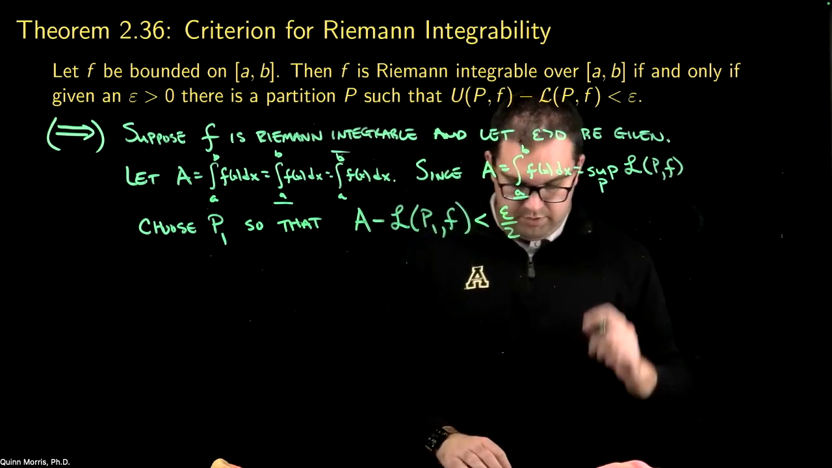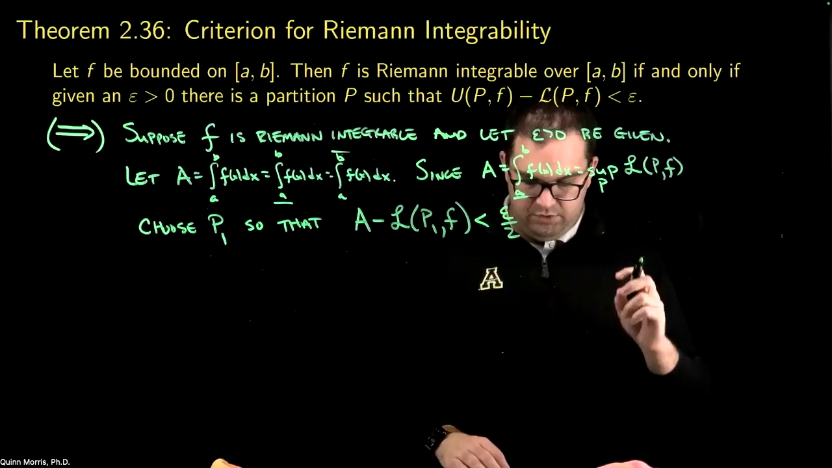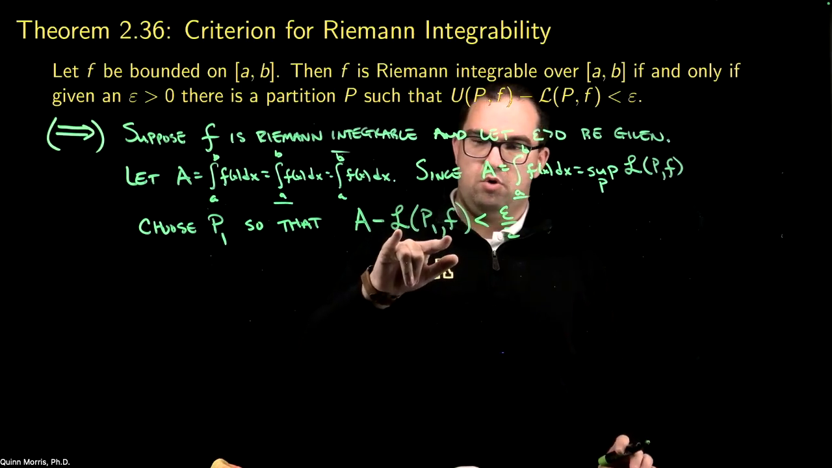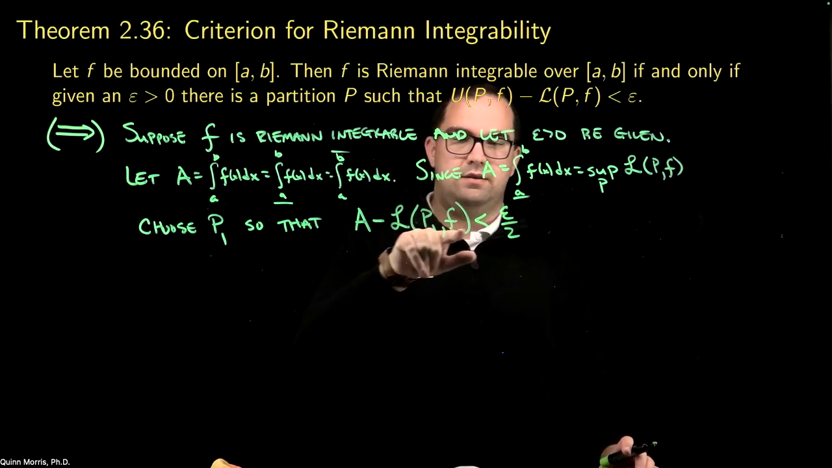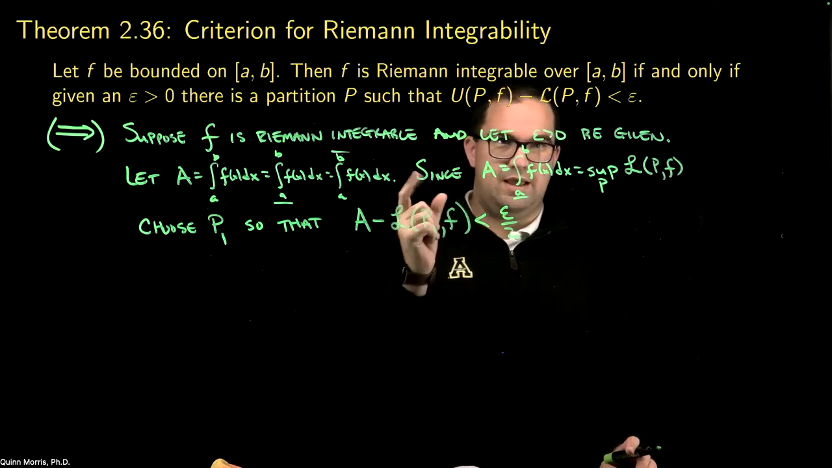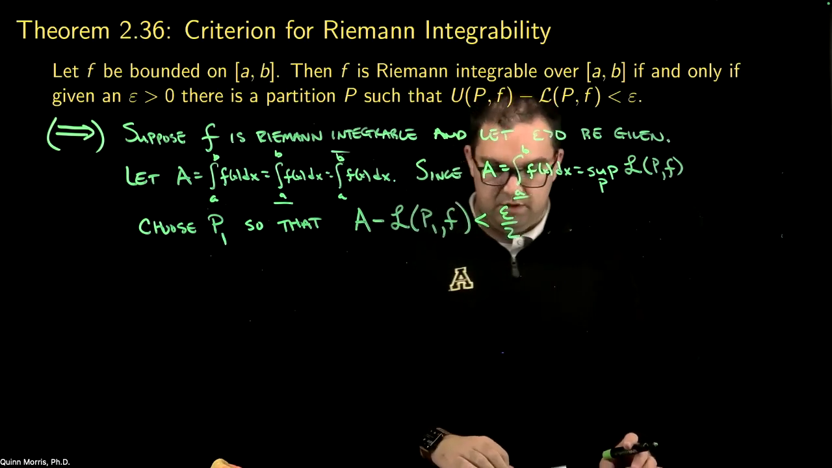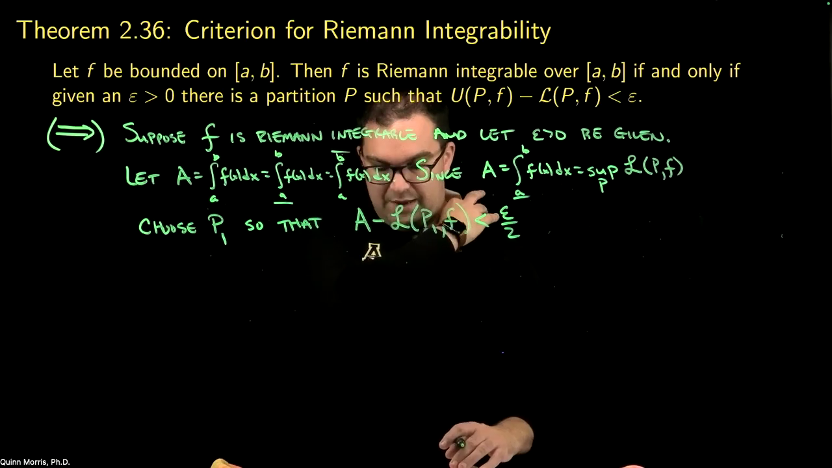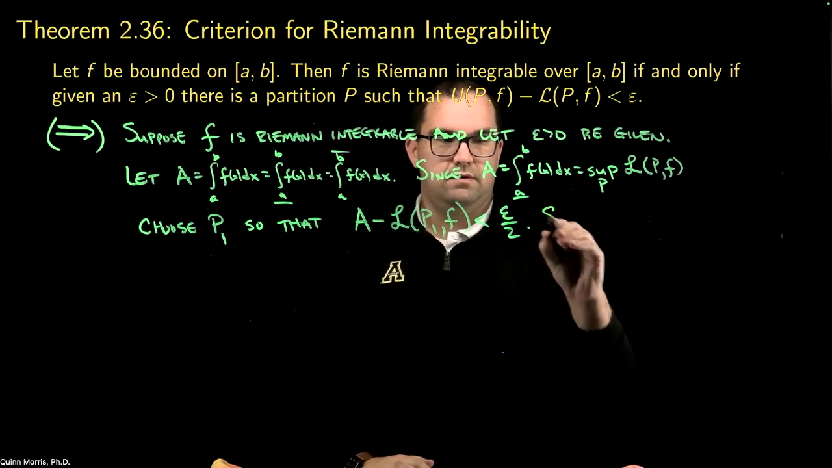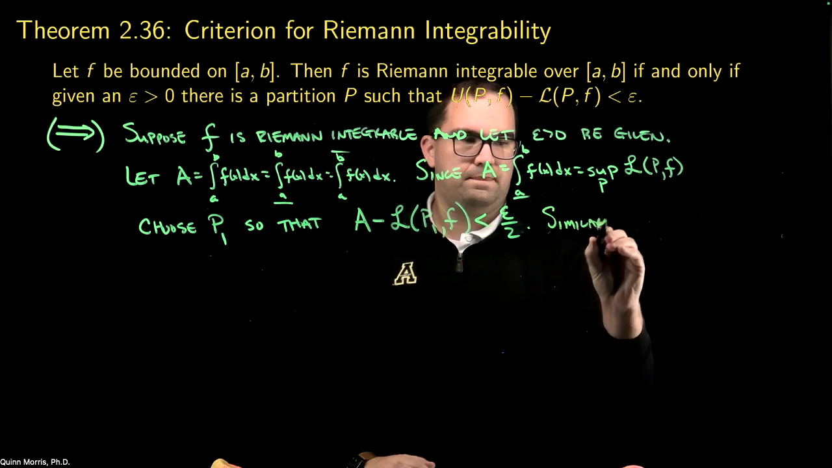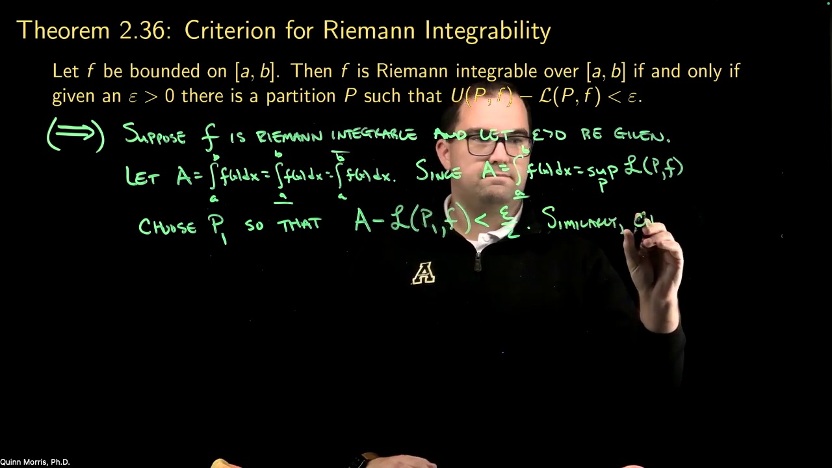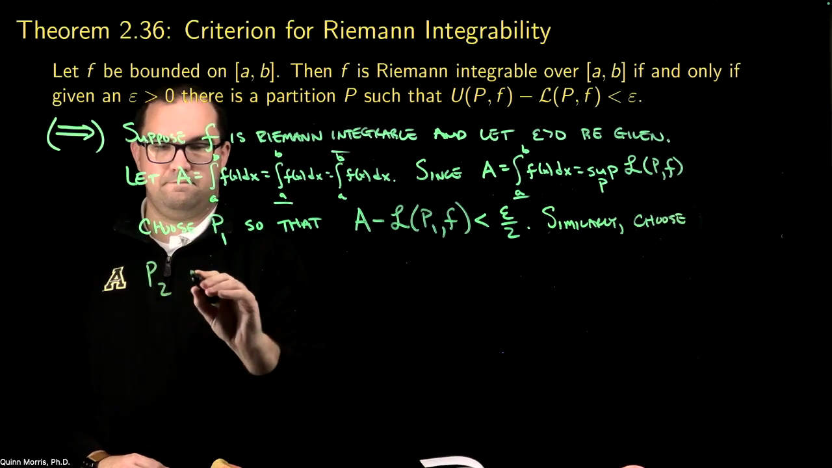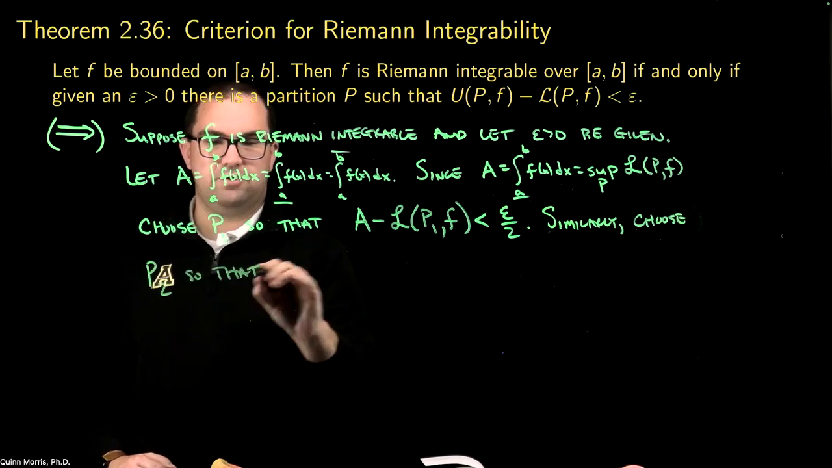Okay. So I'm choosing this particular partition P1 so that A minus the lower sum of F over the partition P1 is less than epsilon over 2. They're within epsilon over 2 of each other. All right. Now, similarly, I want to choose a partition P2 so that, now I basically want to do this for the upper sum.